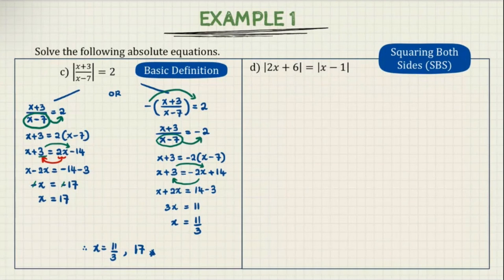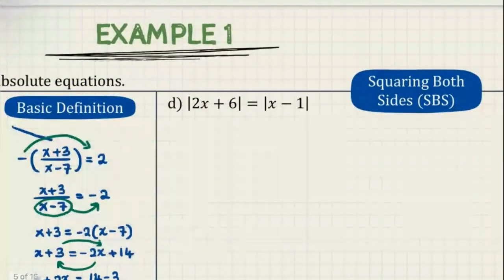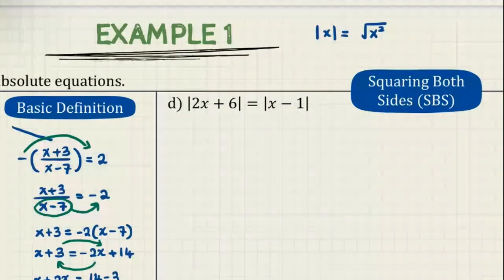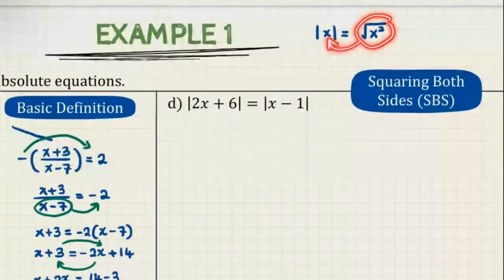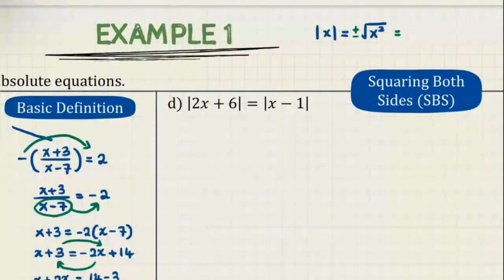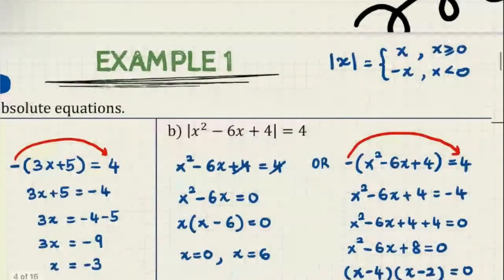Okay, why do we use squaring both sides? First of all, if you look back at the video on properties of absolute values, actually the modulus of x can also be written as the square root of x squared. So the square root of x squared is also considered as modulus of x. Why? Because the square root, we know, gives plus and minus. So it will end up with positive of x and also negative of x, like the first definition I showed here. So it ends up being the same thing.